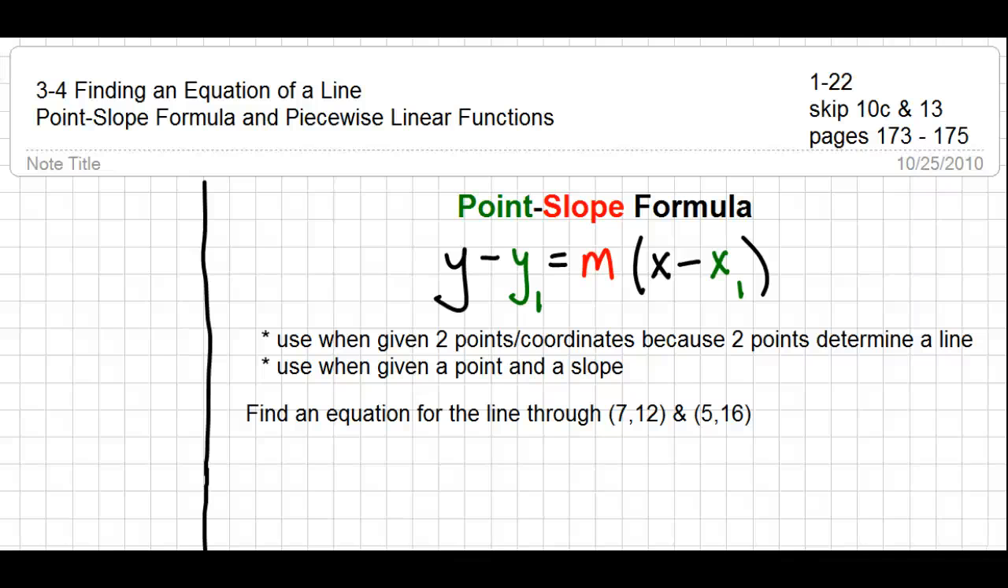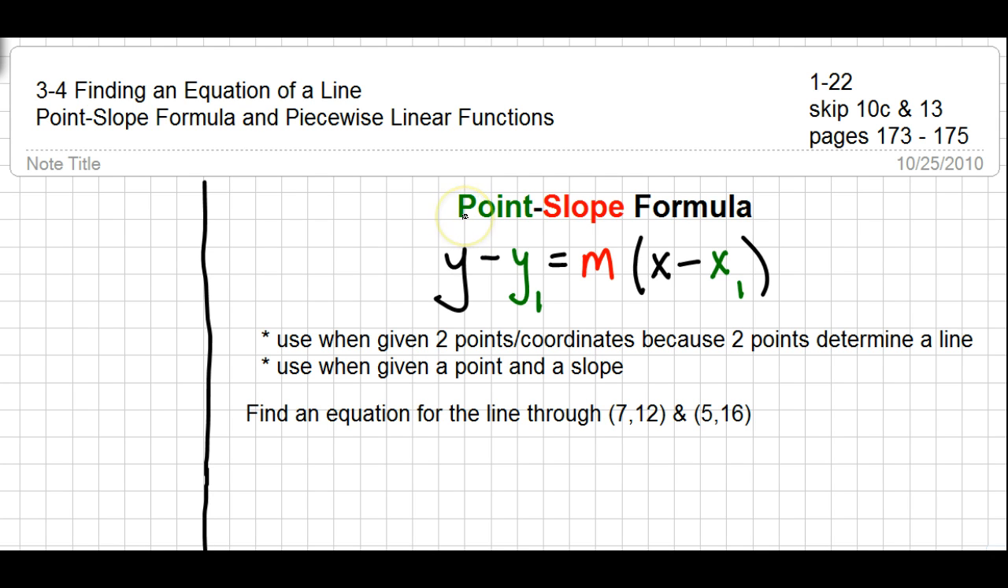This lesson is for Advanced Algebra, Lesson 3-4 on finding an equation of a line. We're going to be using the point-slope formula to find the equation of a line. We're also going to be talking at the end about piecewise linear functions. This formula that we're focusing on today is one that I'm hoping students will learn to appreciate.